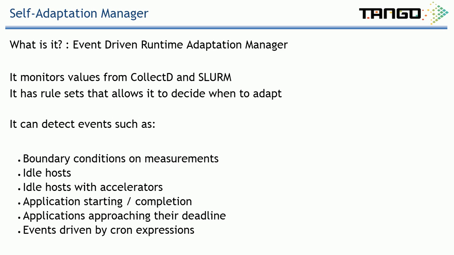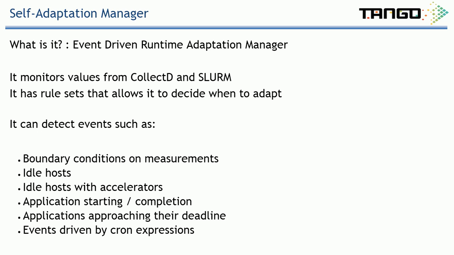It has a set of rules that allows it to decide when to adapt. It can detect events such as boundary conditions on measurements, so when measurements come in from collectD or from Slurm, it can actually set particular conditions and thresholds upon those values. It can also detect idle hosts within the environment, and it can detect idle hosts with accelerators. So this therefore allows adaptation to occur to take advantage of accelerators within the system which are not being utilised.